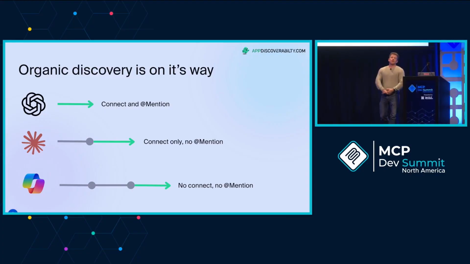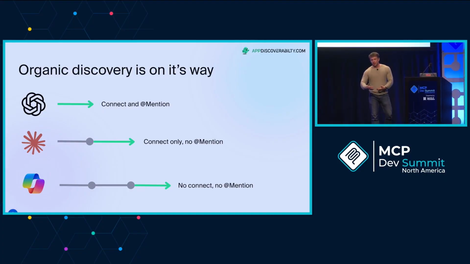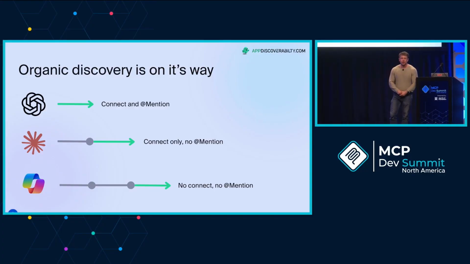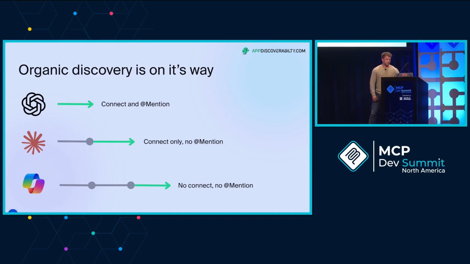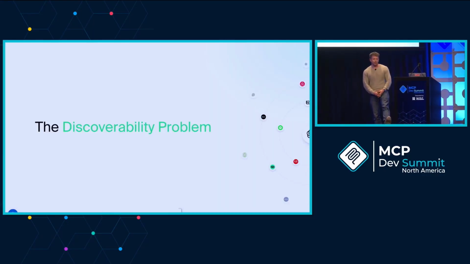So for the rest of this talk, I want to project ourselves a little bit into the future and work on the assumption that this is the direction that is going to go. So what type of challenges, what kind of problems are we going to face when we're really facing an organic discovery with MCP apps? And here we're going to talk about the discoverability problem.